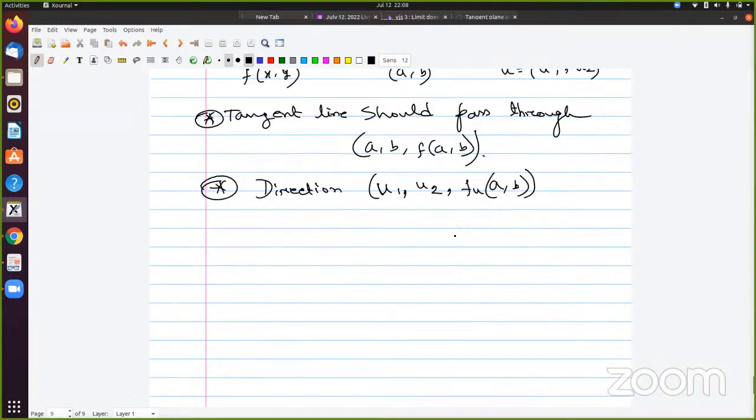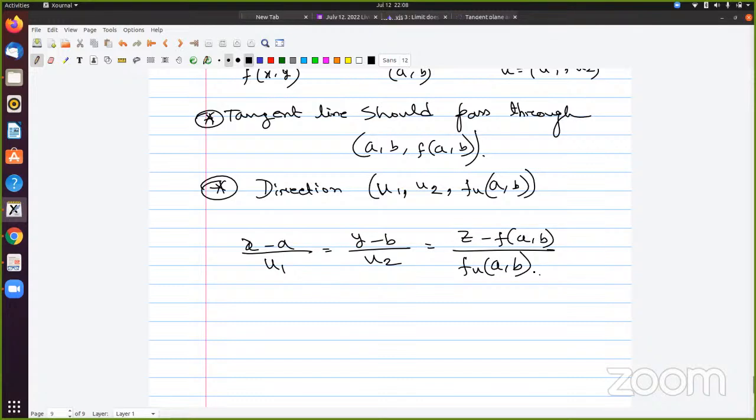So how do we write the equation? x minus a by u1, y minus b by u2, z minus f of a comma b by f u of a comma b. Okay, fine. Is it clear? Yes. Okay, fine. So this is the equation of the tangent line. This is called the symmetric form.